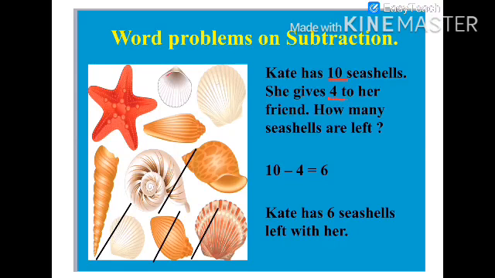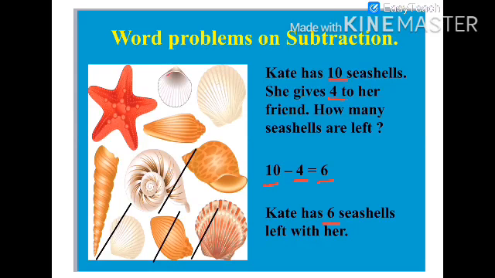Now, if out of 10, 4 shells have been given away to her friend, how many shells is Kate left with? So, 10 minus 4. So children, when we minus 4 from 10, it means we take away 4 from 10. What is the answer that we are getting, children? 6. Correct, children? Yes. When we minus 4 from 10, we get the answer 6. So Kate has 6 seashells left with her.